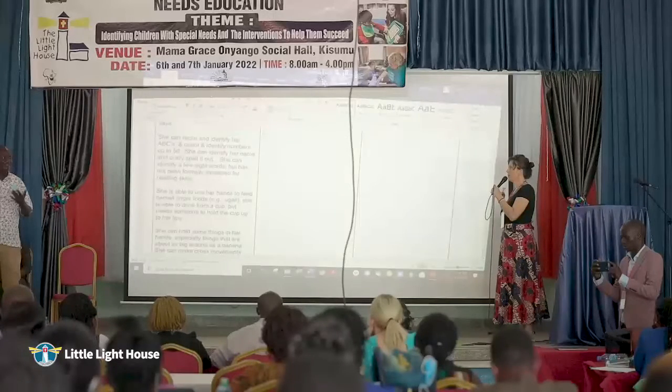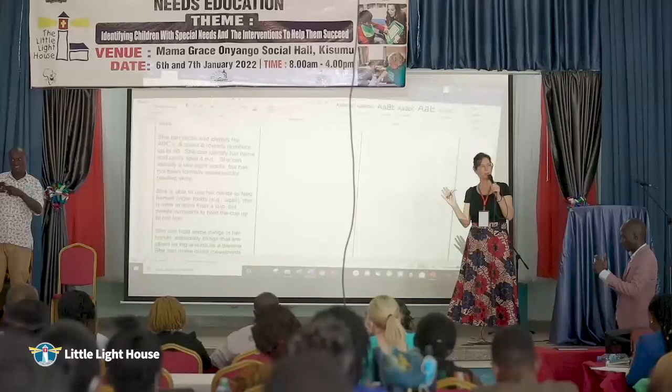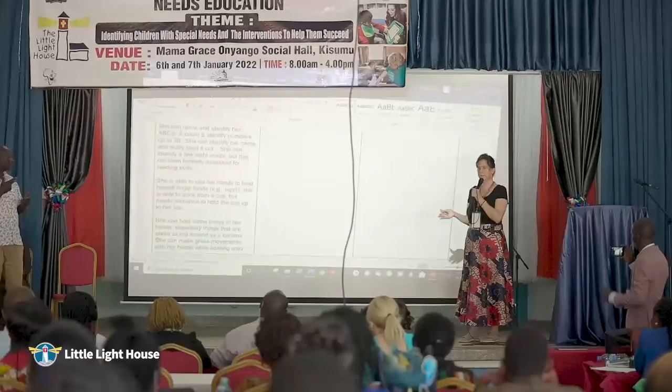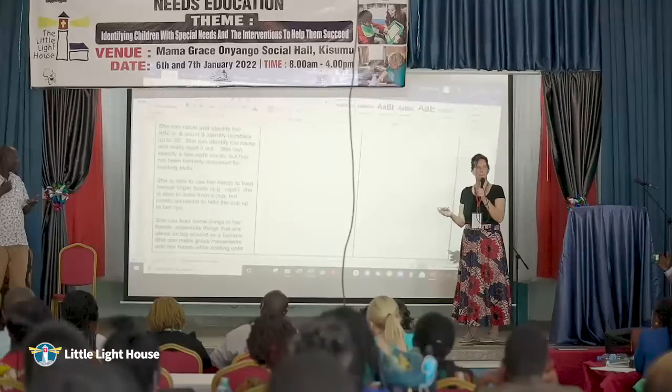So if you hold up 3 cards with different names printed on it, she can find the one that says her name. And she can recite the letters of her name and spell it out. She can identify a few sight words like her name, like mom, dad, a few sight words. She's able to use her hands to feed herself, things like finger food.